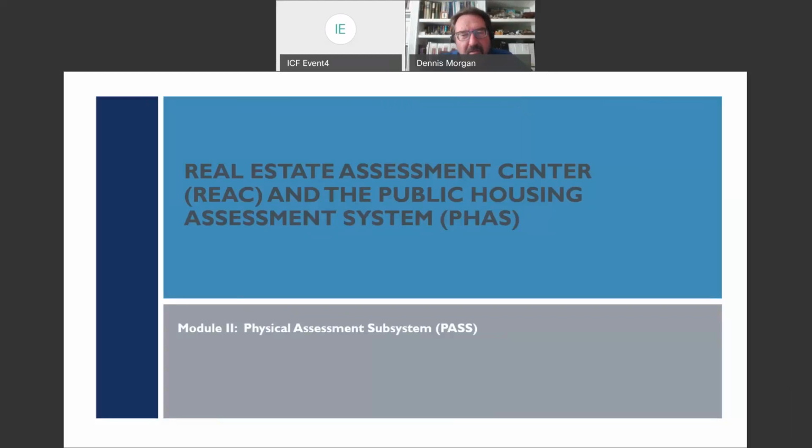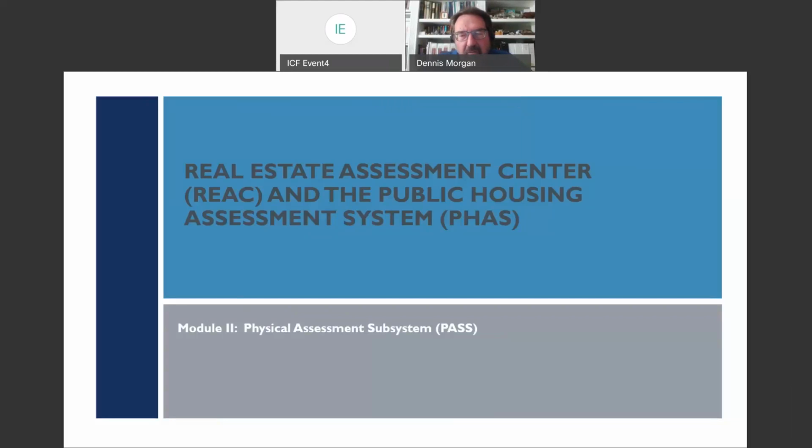Morgan and Associates, and we're working through the FirstPic as well as with the Department of Housing and Urban Development to present the program on the Public Housing Assessment System, better known as PHAS, that comes through the world of REAC, the Real Estate Assessment Center as well.